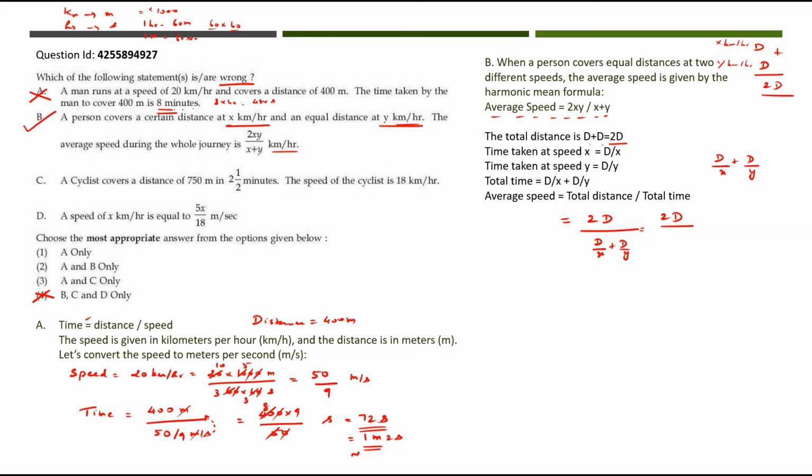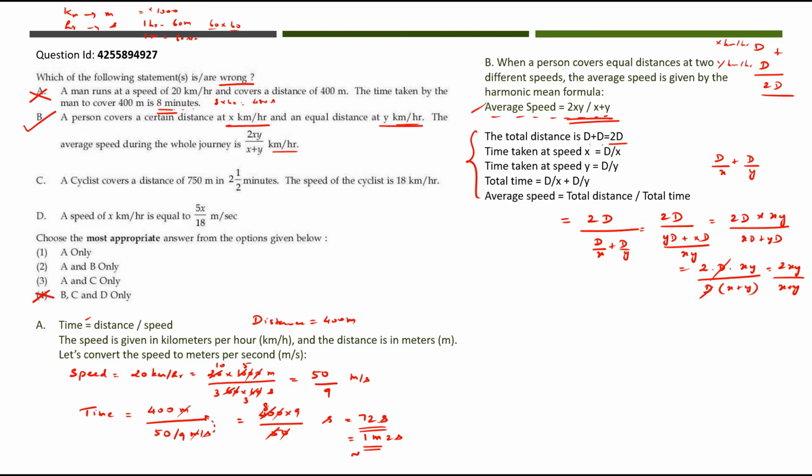When you work this out, you will understand how it came to 2xy divided by x plus y. So we will find the LCM. This is yD plus xD divided by xy, which gives 2D into xy divided by xD plus yD. Bring the D outside: 2 into D into xy, and with D taken out, this is x plus y. D and D will get cancelled. So it is 2xy divided by x plus y. This is how we have got the average speed, the detailed working of the problem.